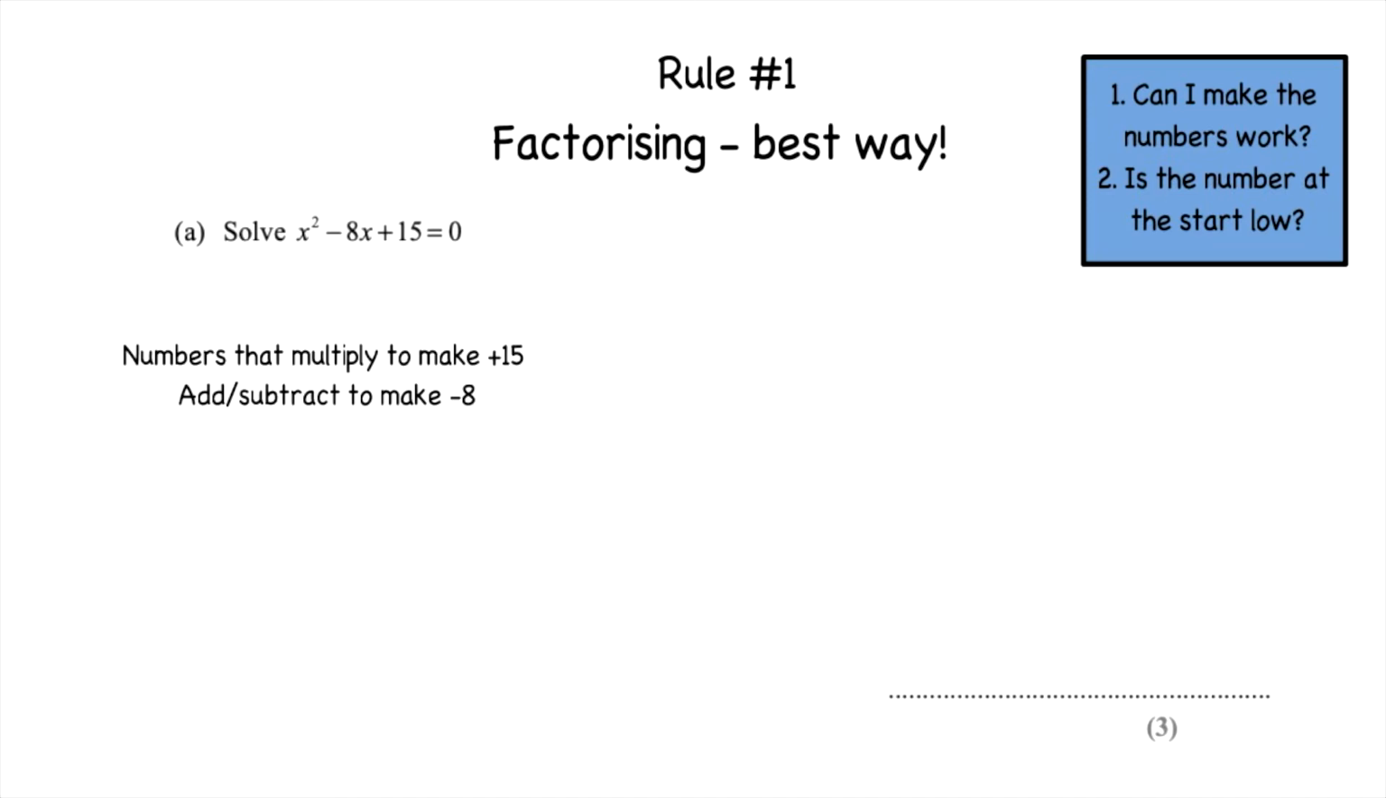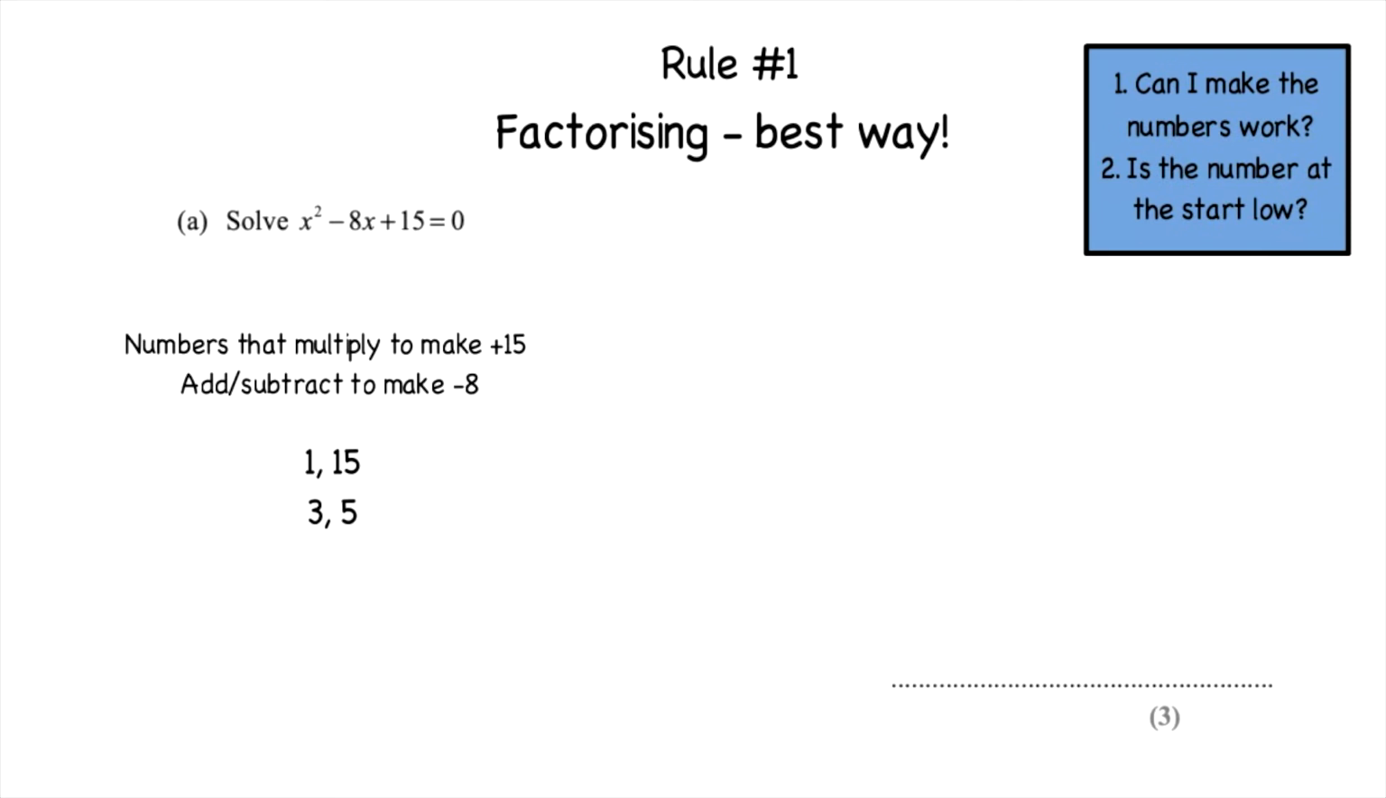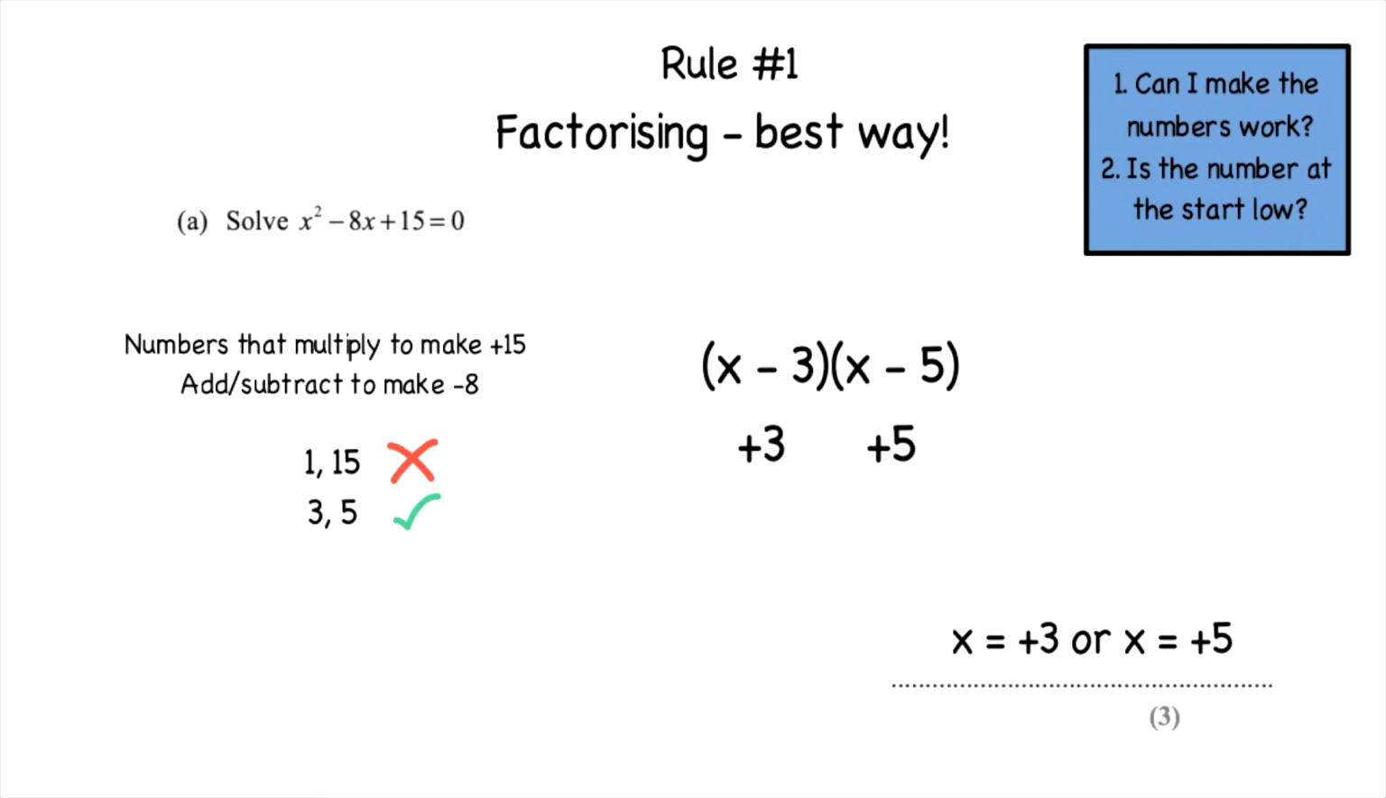We want 2 numbers to times together to make plus 15, so I have 2 factor pairs, 1 and 15 and 3 and 5. I can make either of these numbers positive or minus, but they have to add or subtract to make minus 8. 1 and 15 doesn't work, but if I make both 3 and 5 a minus, then that will make a minus 8. So my set of brackets will be x minus 3 and x minus 5. To get my solutions for x from here, I take them out of the brackets, but I change the sign. So x either equals positive 3 or x equals positive 5.